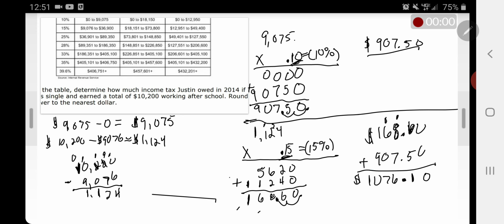So he will get charged $1,076.10 for federal income.